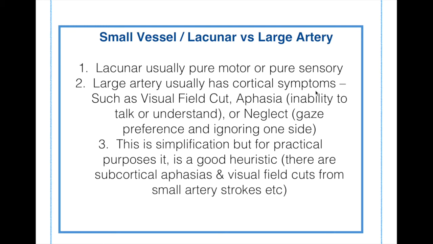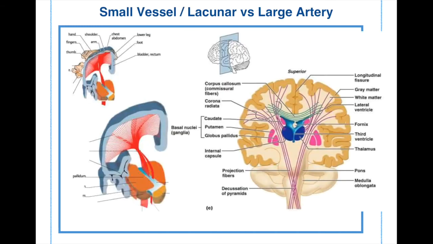Large artery usually has cortical symptoms, okay? This is simplified, but for practical purposes, it is a good heuristic. There are subcortical aphasias. You can get visual field cuts from some small artery strokes, but this is a heuristic to identifying these massive strokes right away.